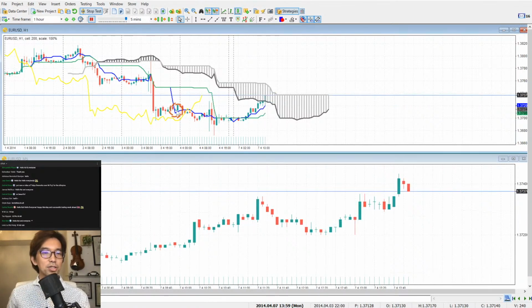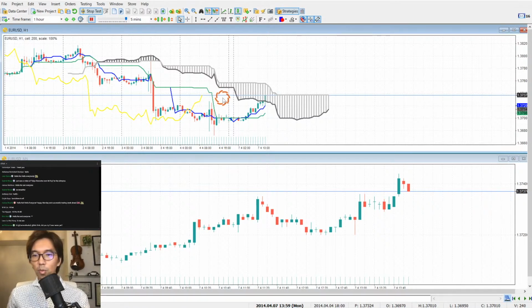Okay, now price is into the Kumo. So I think I made the right call, right? Not to take a sell from this level. So let's keep it running a little bit more.